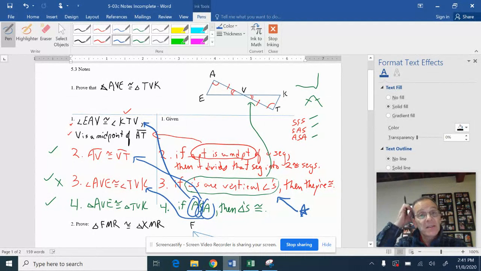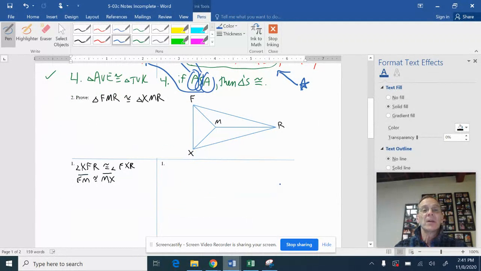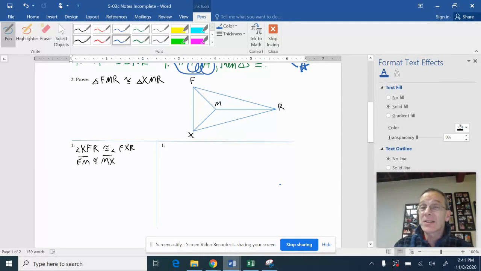We're going to add that to the yellow box before this lesson is over. The yellow box with all the reasons that we can use, we're going to write that in there. Okay? So that's a new reason. And then we're going to do this proof, and then the lesson is mostly over.